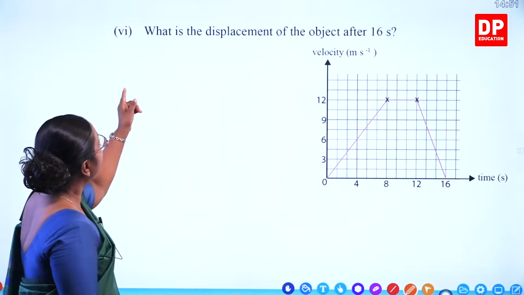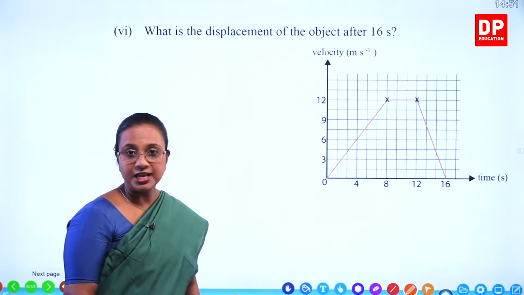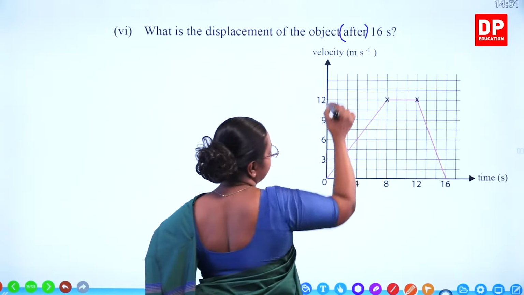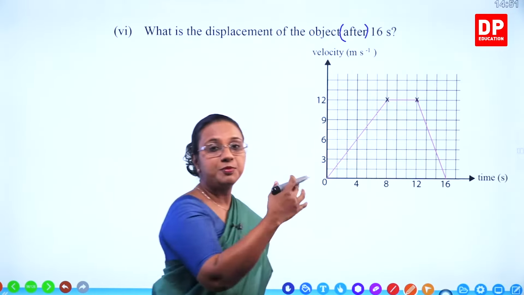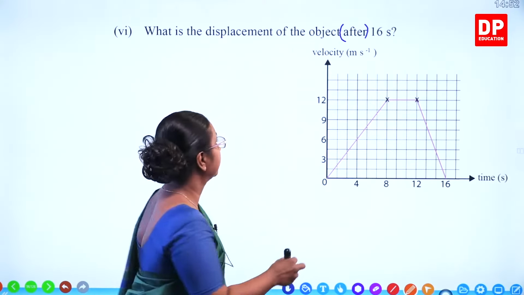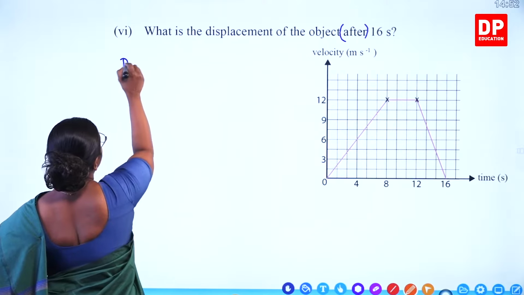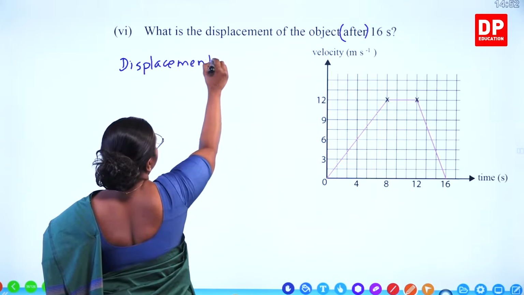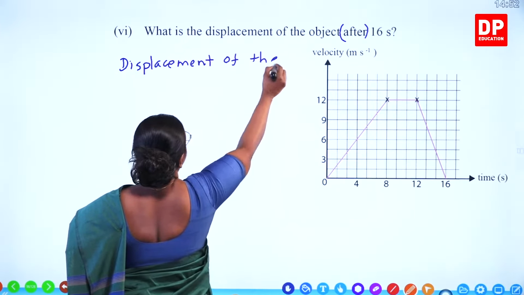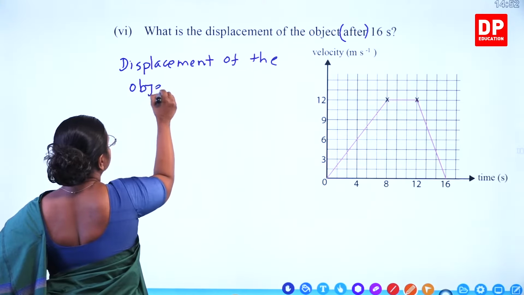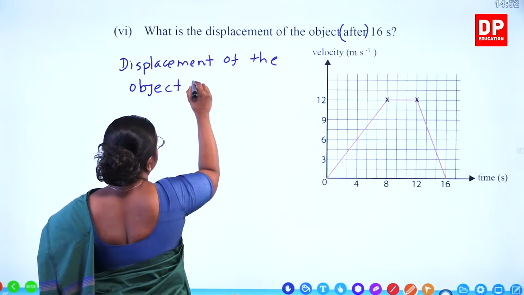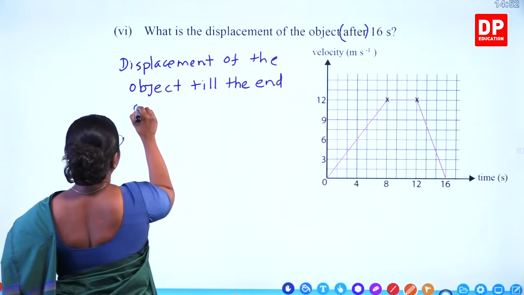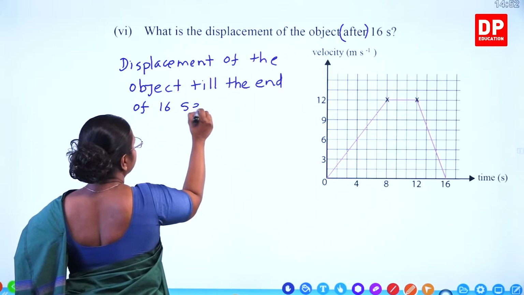What is the displacement of the object after 16 seconds? So here when they mean after 16 seconds, they mean the total up to the end of 16 seconds. So we can take it as displacement of the object till the end of 16 seconds.